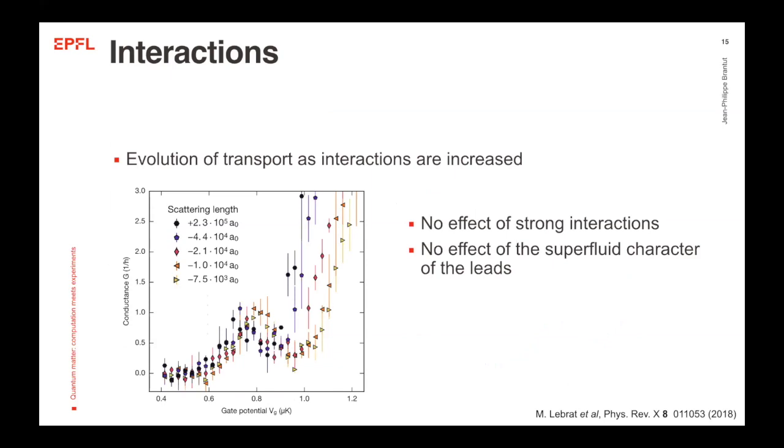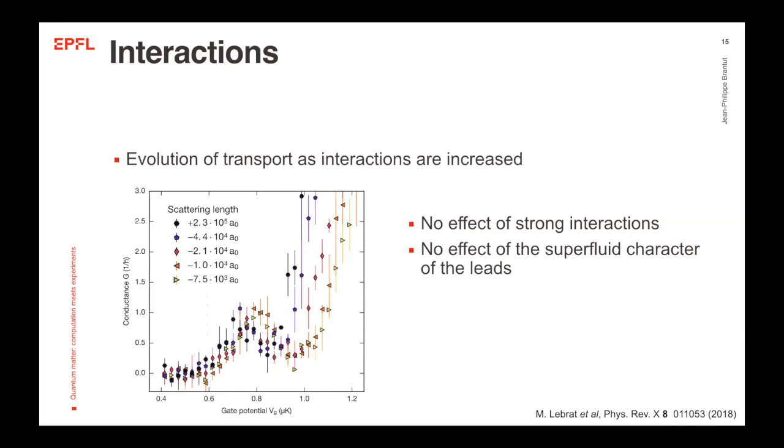What happens here at high gate potential is the multimode character of the channel. This is something which is much more complicated, which we don't understand very well. But as far as the single mode regime is concerned, it seems that pretty much no matter what we do with interactions, there's no way to get rid of this pattern.